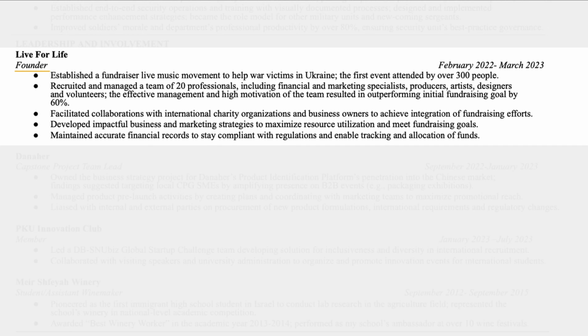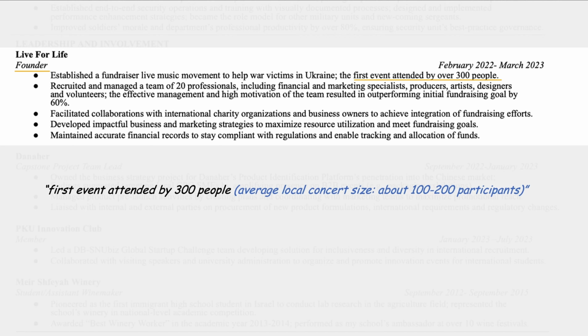First event attended by over 300 people. There's no benchmark here, so a screener might not be able to comprehend if it's a big or small event. In fact, I was expecting at least 1,000 participants or so, because for me, that's the stereotypical local concert. So if I were her, I might write, first event attended by 300 people, average local concert size about 100-200 participants, if that is indeed the case for that locality. Or maybe you don't need to have a big event, you just need to do it efficiently.